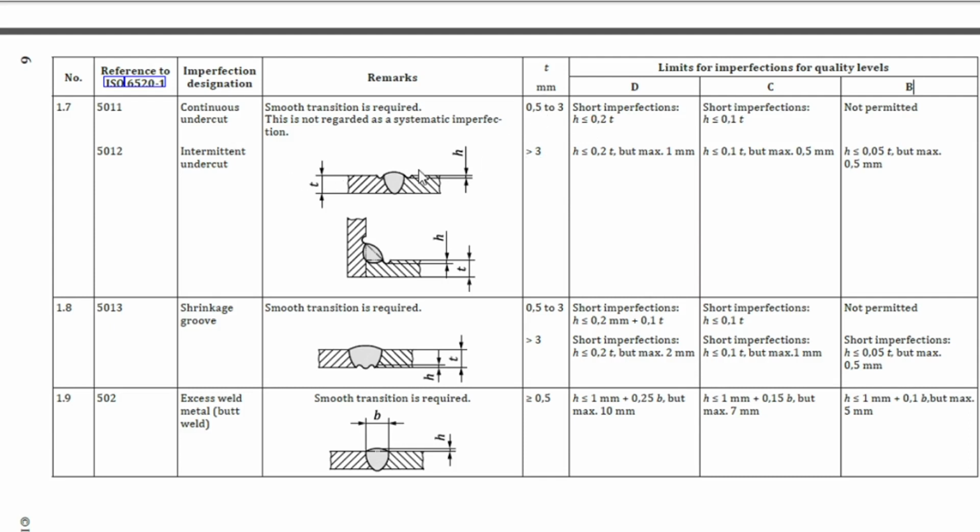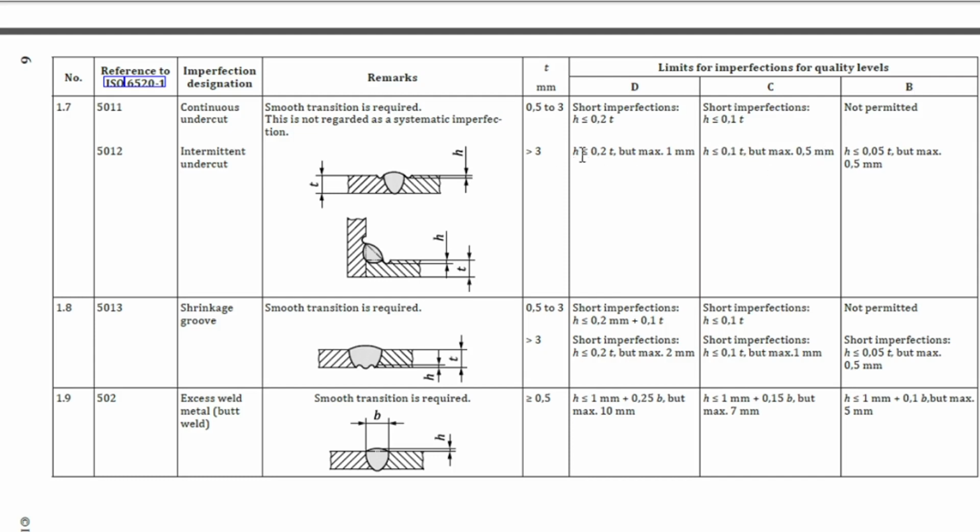Then for intermediate undercut, less than or greater than 3 mm: for quality level B, height less than or equal to 0.05 t, but maximum 0.5 mm. So if we follow quality level B, undercut can be maximum 0.5 mm. If we follow quality level C, height will be less than or equal to 0.1 t, but maximum is 0.5 mm.